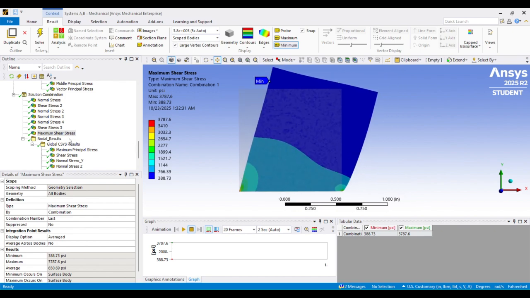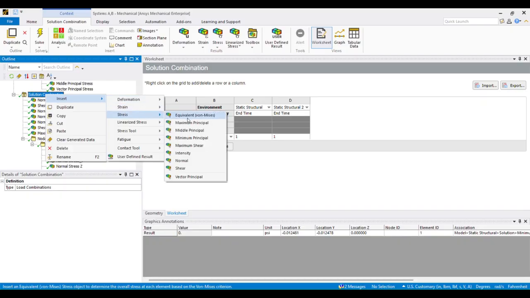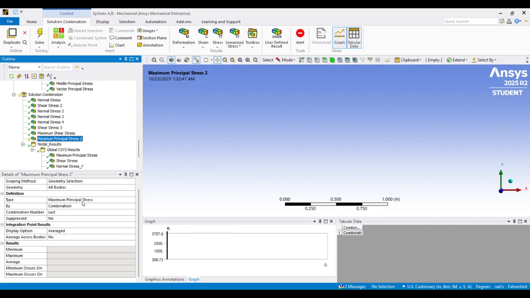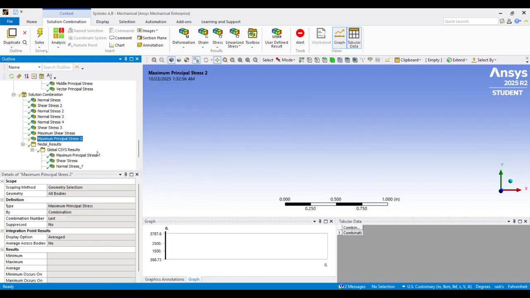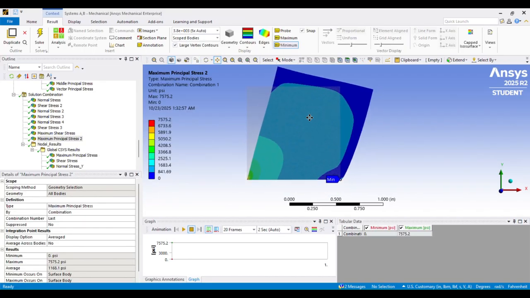And again, the principal stresses, I'll add the principal stress in here for the whole part. And again, you can't look at it in a coordinate system because it's invariant.